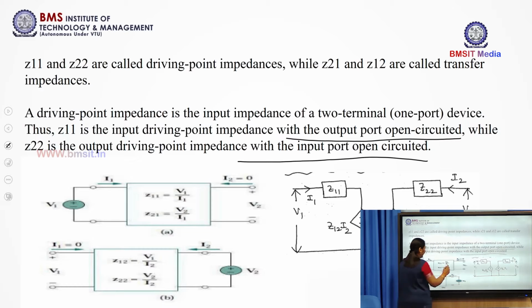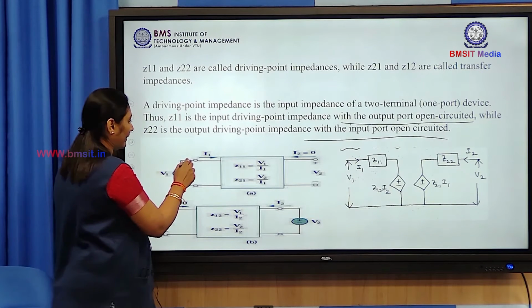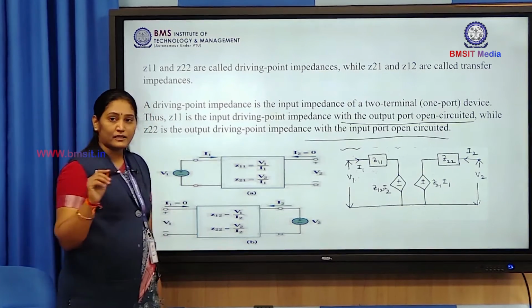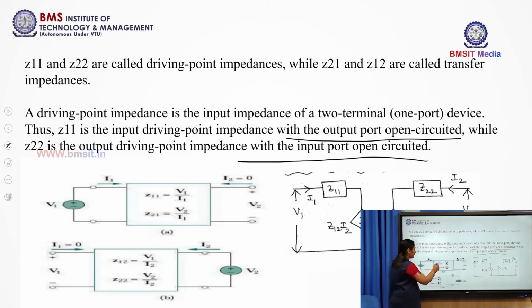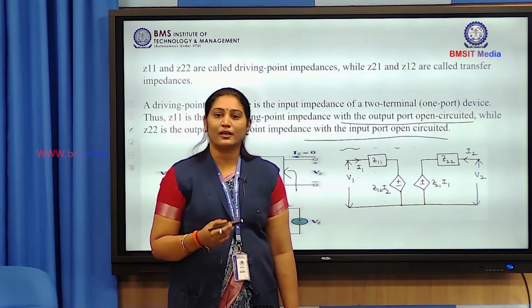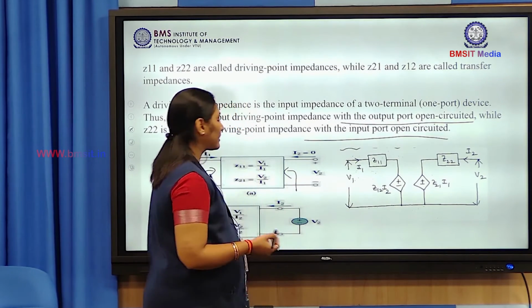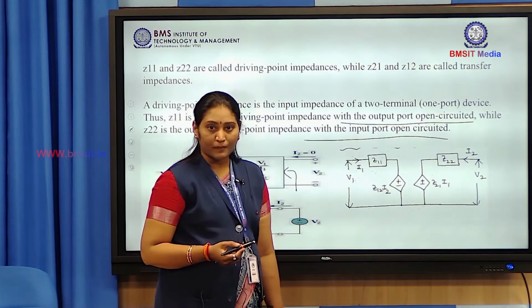Okay. So we have the driving points, that is Z11 and Z22, and the transfer impedances Z12 and Z21. We can only observe Z11 and Z22 from the terminals, whereas the transfer impedances we can't observe, because they are dependent impedances.